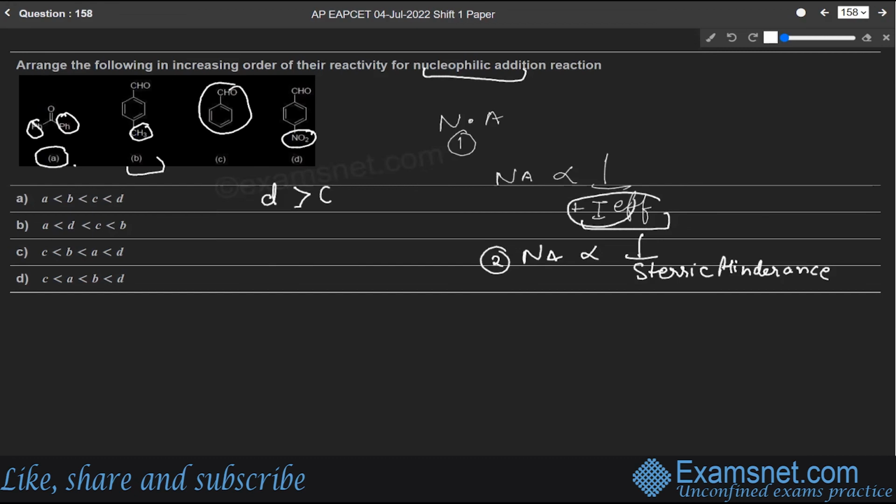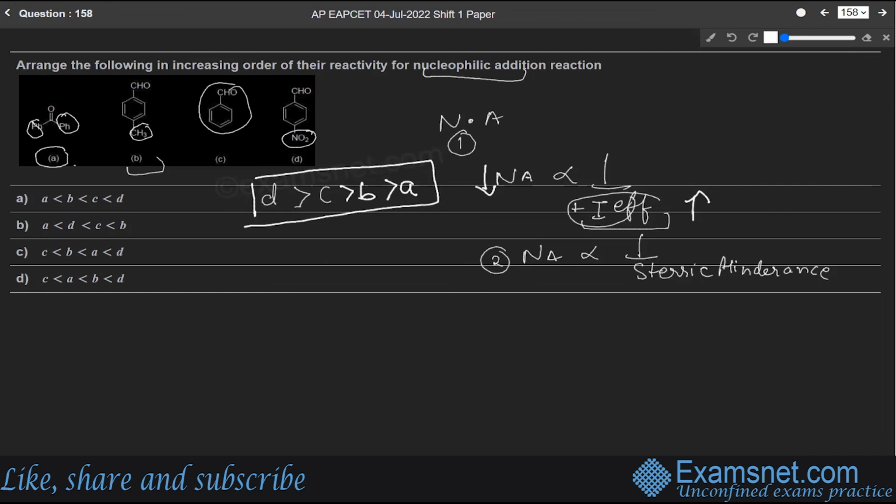You see, plus I effect decreases nucleophilic addition reaction. So plus I effect is more for CH3. It's a methyl group, right? Electron releasing group. An alkyl group has a high plus I effect. If the plus I effect is high, then nucleophilic addition reaction is less. So then C and then B and then A last. Why? Because this is very sterically hindered, right? Two benzene groups are already there. Nucleophilic addition reaction is inversely proportional to steric hindrance. So DCBA, option number A is the correct answer, matching with our question.